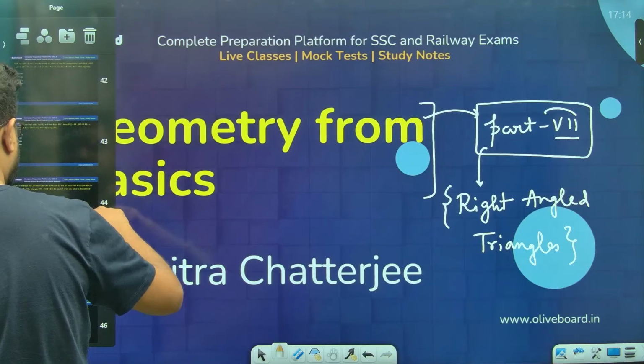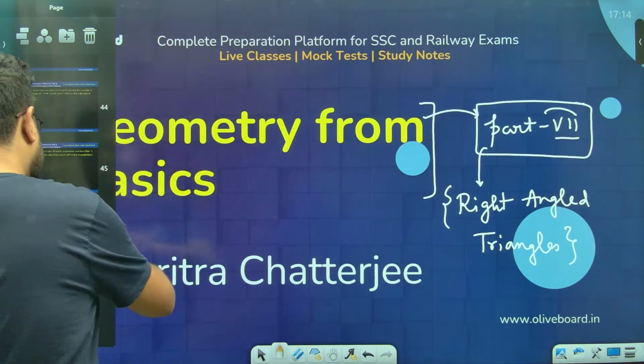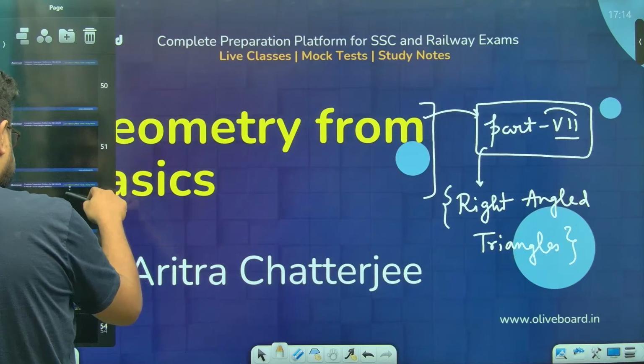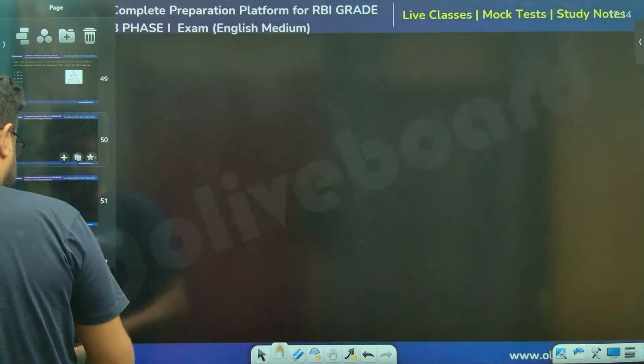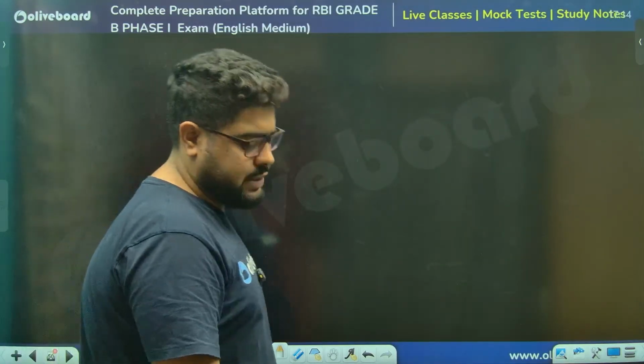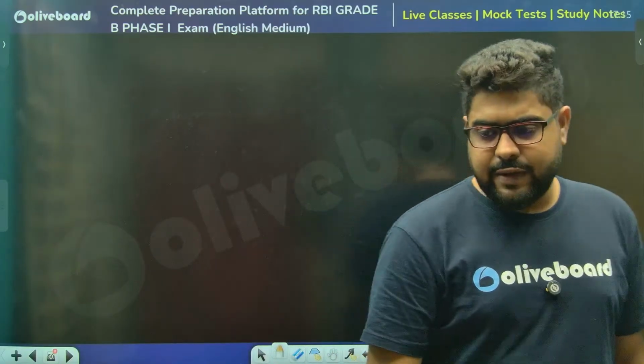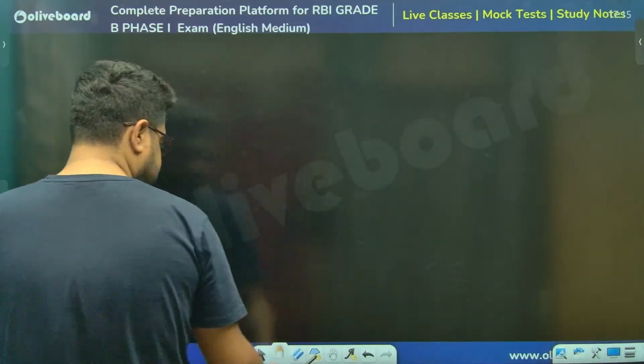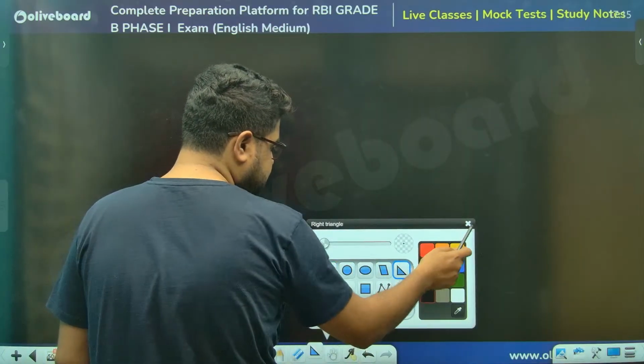Where have we reached? We have completed our similarities, right? Let us start with a few things around right angle triangles. Very important few stuff I'll discuss. So again, yesterday, in the last class, I had discussed this.